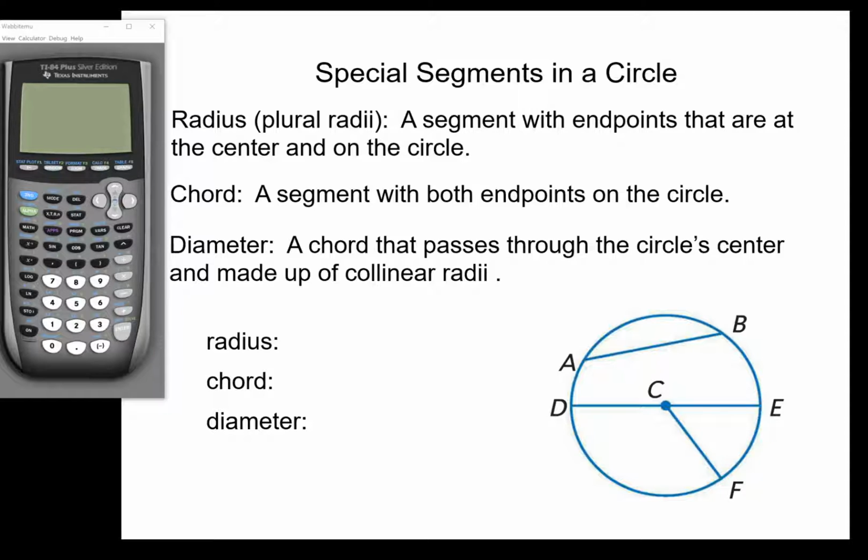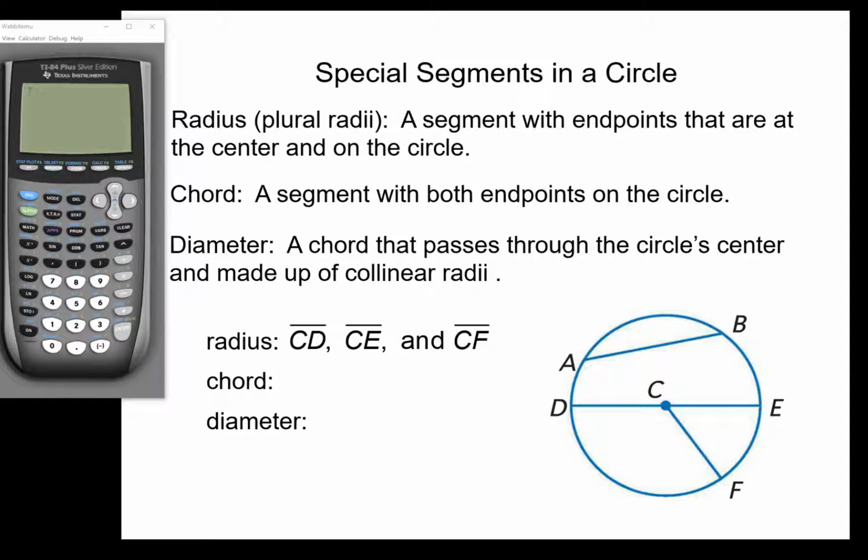So let's go ahead and look through our circle and see if we can find a radius or multiple radii. We're looking for a segment with endpoints that are the center and the circle. So it's got to be here at C. It looks like we've got CD, CE, as well as CF. All three of those are our radii.